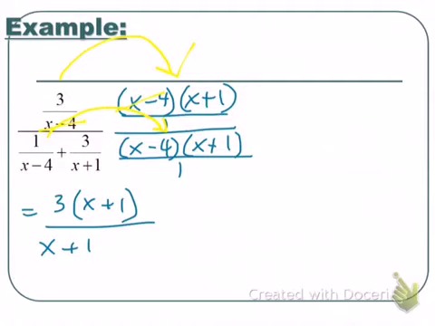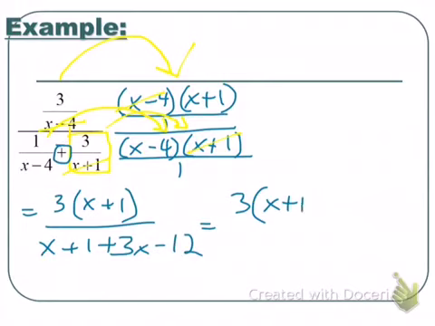And then the last thing I need to do is multiply this term by this. And when I do that, what cancels? X plus 1's will cancel. And I'm left with plus 3 times x minus 4. That's going to be positive 3x minus 12. So I'll have 3 times x plus 1 over 4x minus 11.